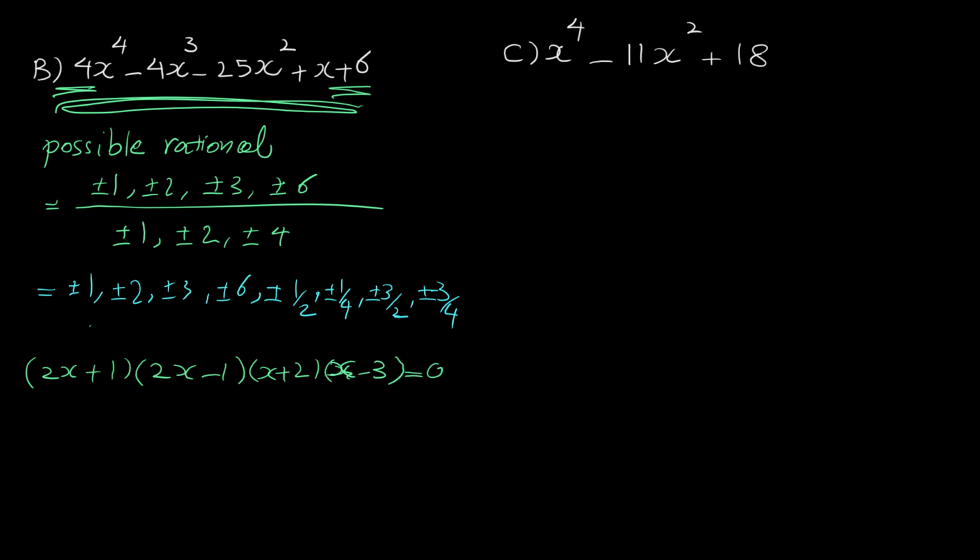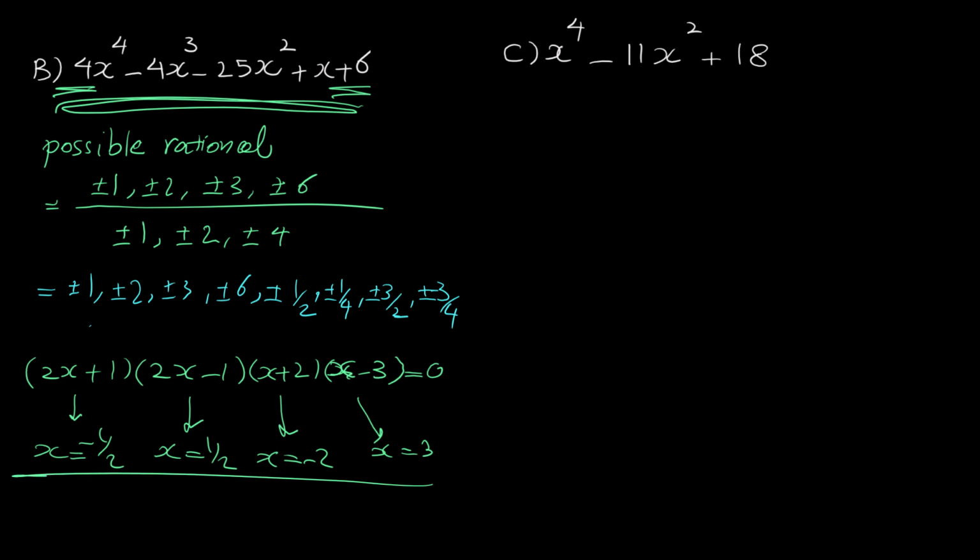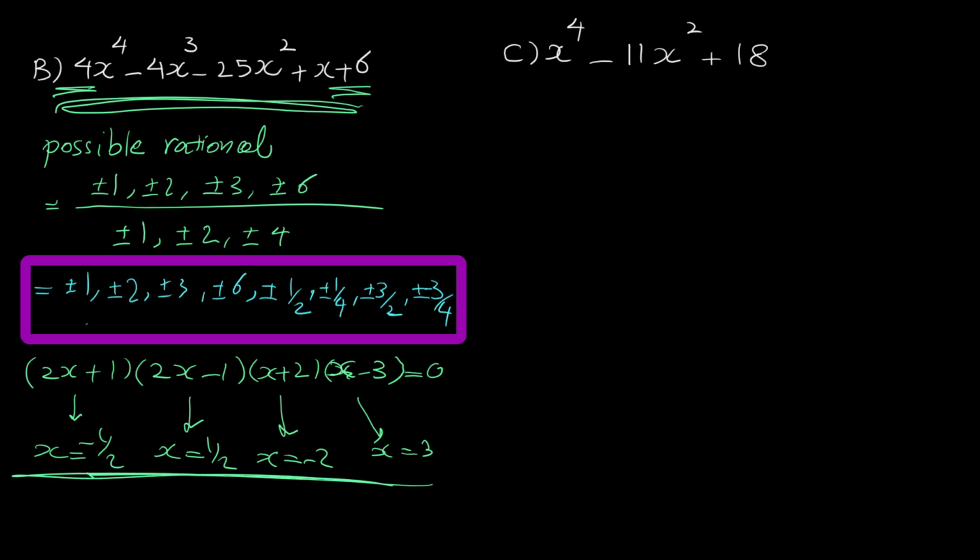If we set this equal to 0, from this we get x equals negative 1/2. From the other one we get x equals 1/2. From here we get x equals negative 2. And from this x equals 3. As you can see, all of these numbers are in our list of possible zeros. So the numbers that we get by setting the polynomial equal to 0 are always in the list of rational zeros.